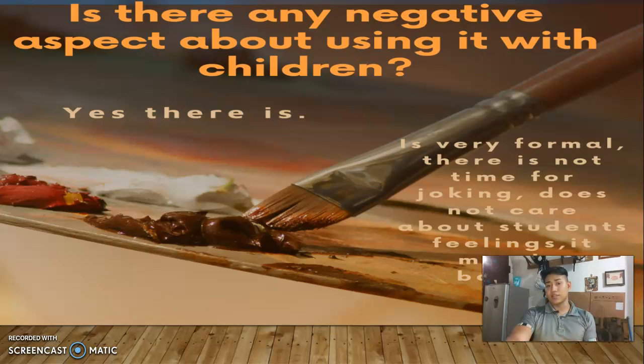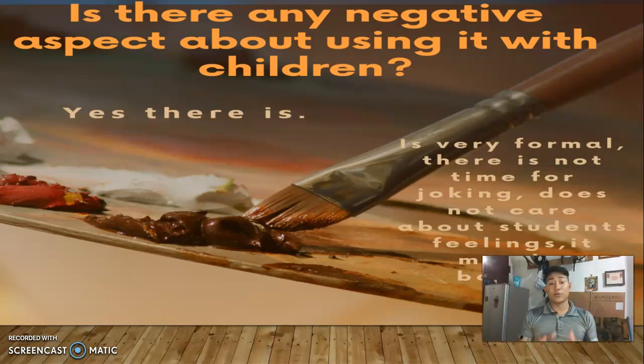Is there any negative aspect about using it with children? Yes, there is, because this method is very formal and sometimes it may be a little boring for some students. And because there is not much interaction in the room, only the teacher will be providing the information because he is going to be in charge of each activity.